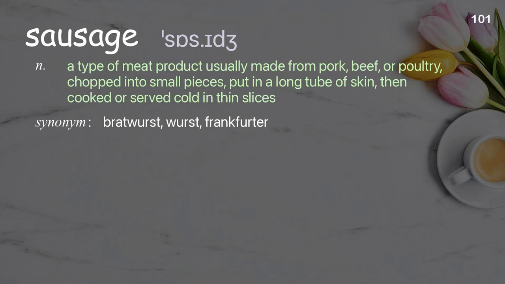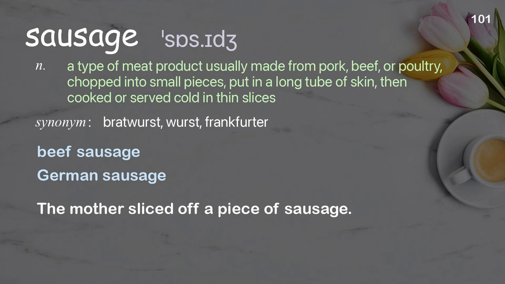Sausage: a type of meat product usually made from pork, beef, or poultry, chopped into small pieces, put in a long tube of skin, then cooked or served cold in thin slices. Examples: beef sausage, German sausage. The mother sliced off a piece of sausage.